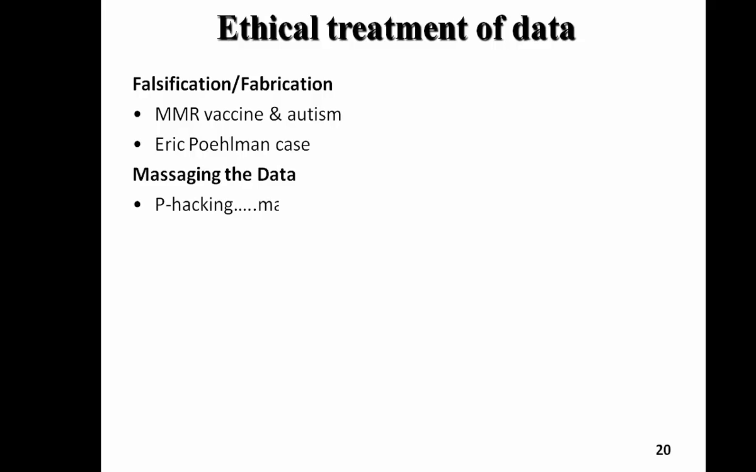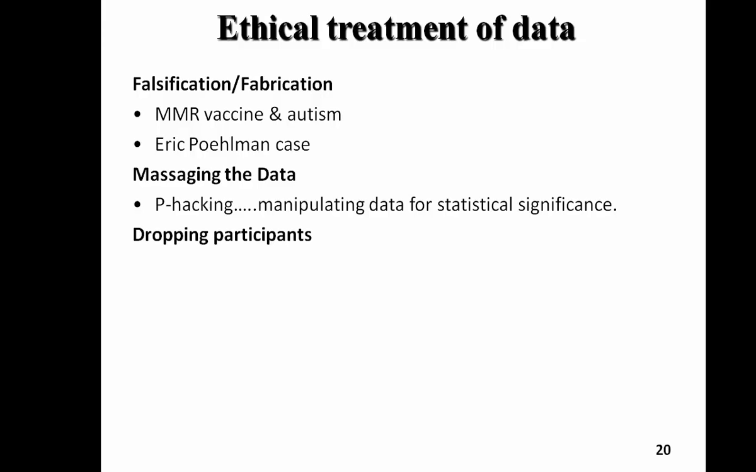A concept called massaging the data does actually take place, and one of the issues that should be addressed is what's called p-hacking. This is a process where data are manipulated in order to get a statistically significant p-value. The p-value here refers to the probability of committing a type 1 error, which is statistical. And so researchers are really treading a fine line here in terms of not treating data ethically.